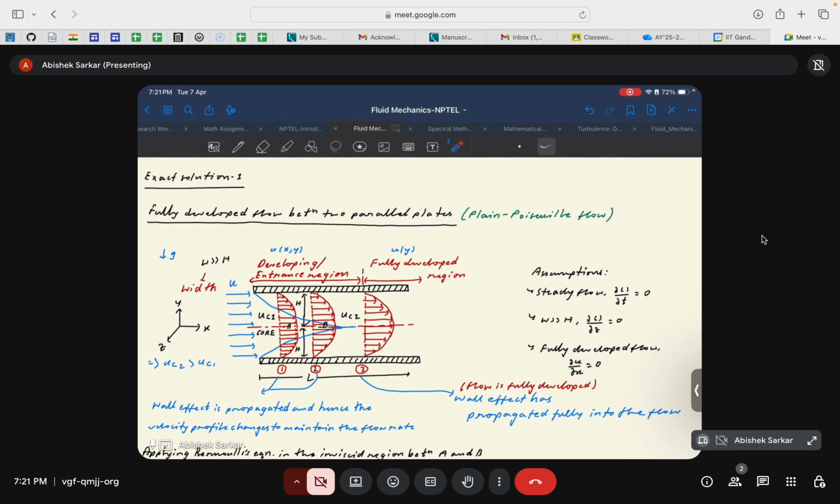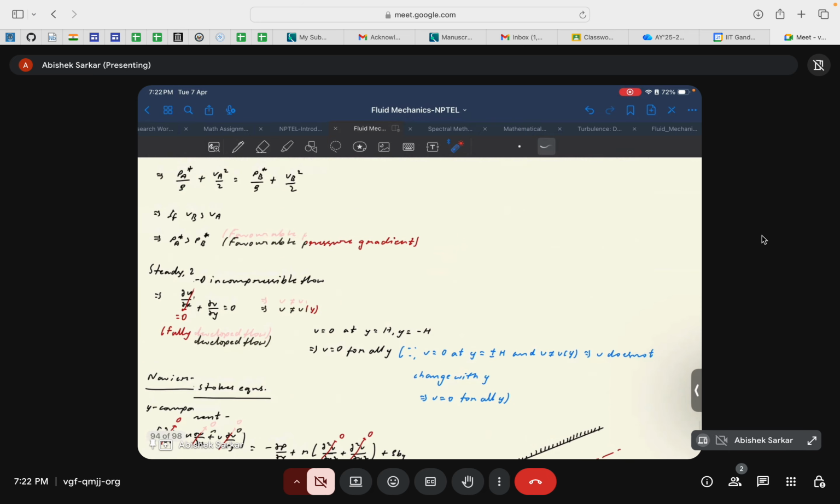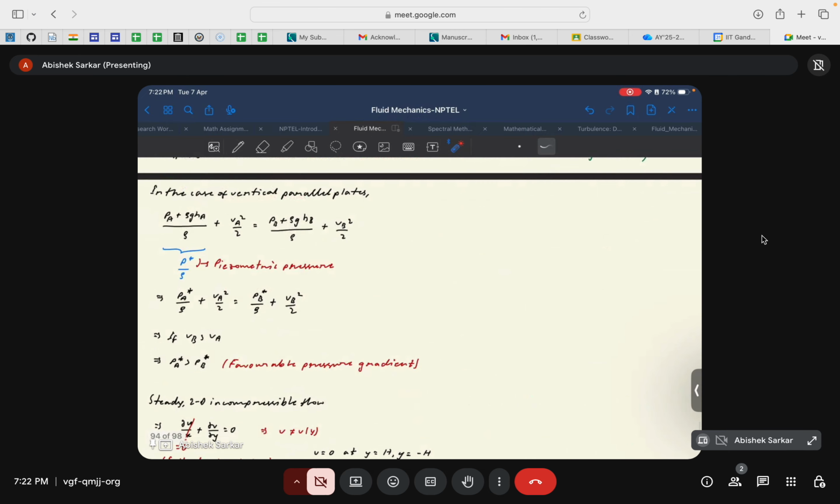Of course, the assumptions of incompressible flow and constant density are already there from while discussing the Navier-Stokes equation, but these are the new, explicit assumptions that you need to take for deriving the exact solution for the flow between two parallel plates, okay? Okay, so let us now proceed further.